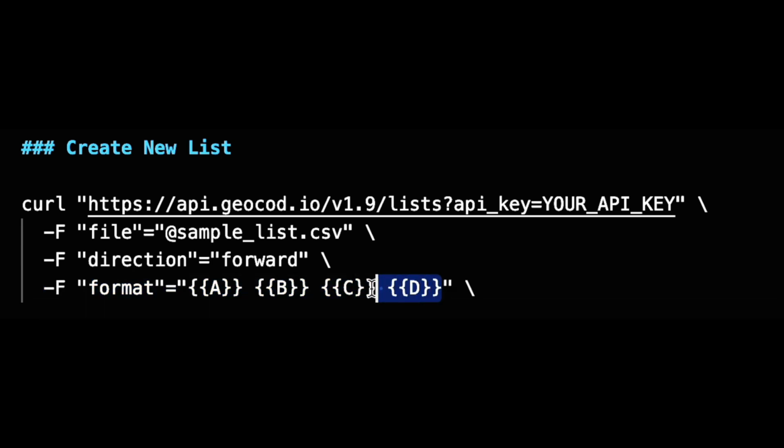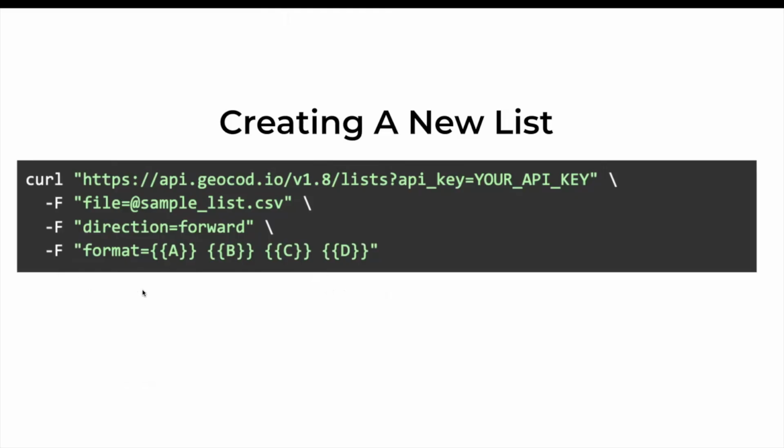If your full address is in column A, use double curly brackets A. If the street is in column A and zip is in column D, use double curly brackets A, double curly brackets D. You can even add static text like double curly brackets A, Washington, D.C. if all your addresses are in the same city. In this example, we have the street data in column A, the city in column B, the state in column C, and the zip code in column D, thus A, B, C, D.